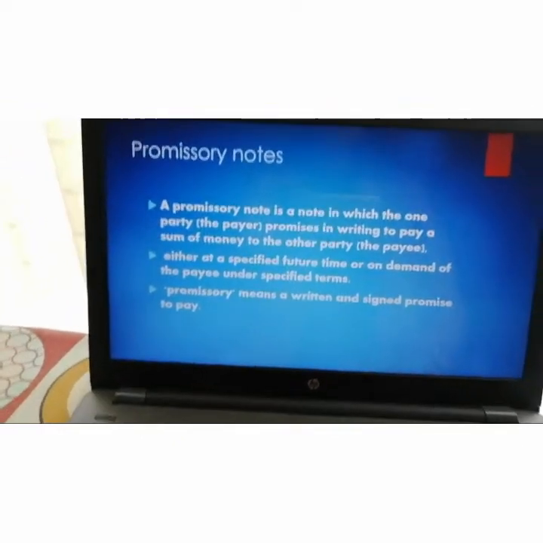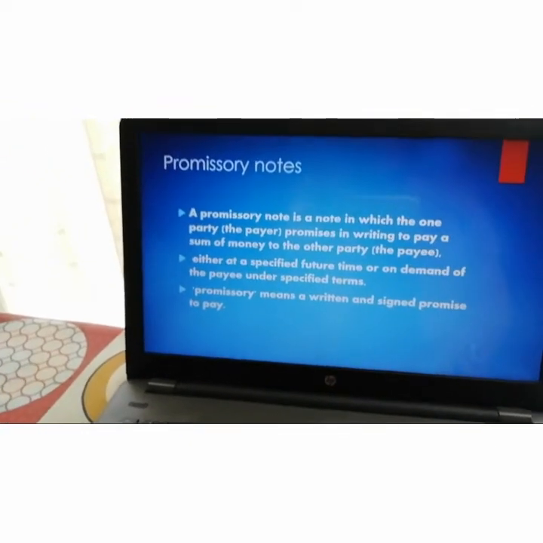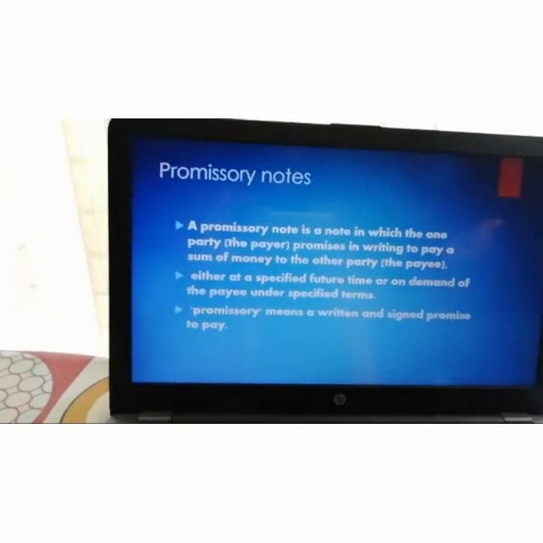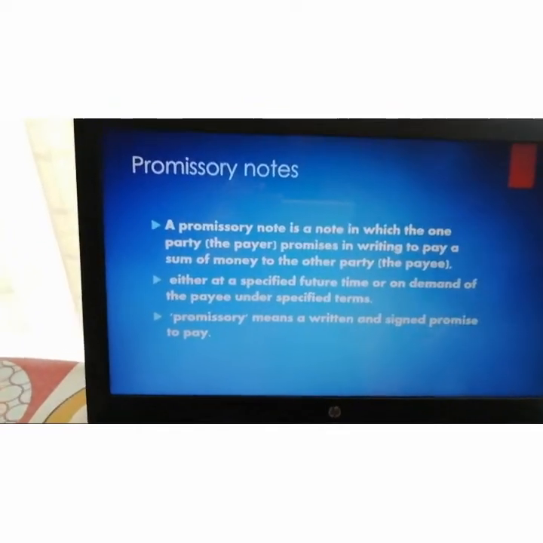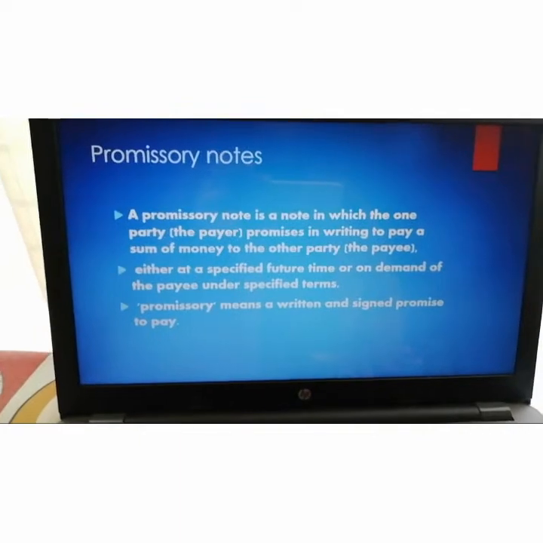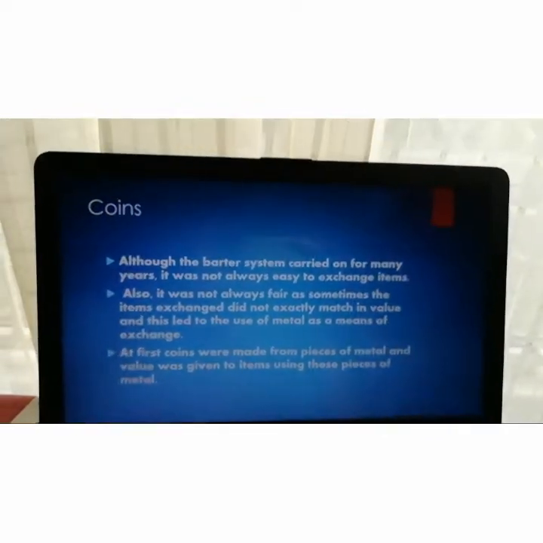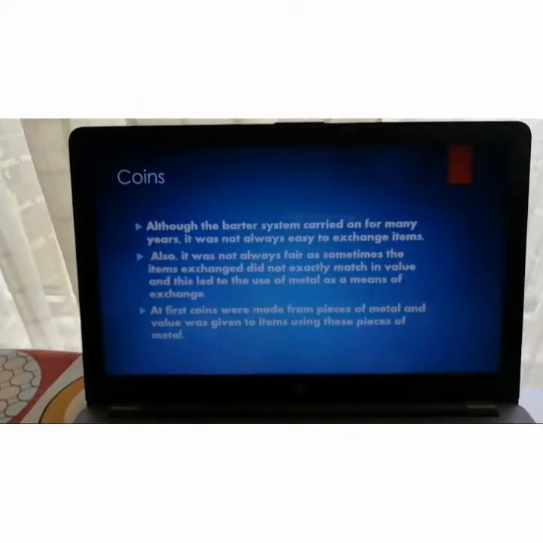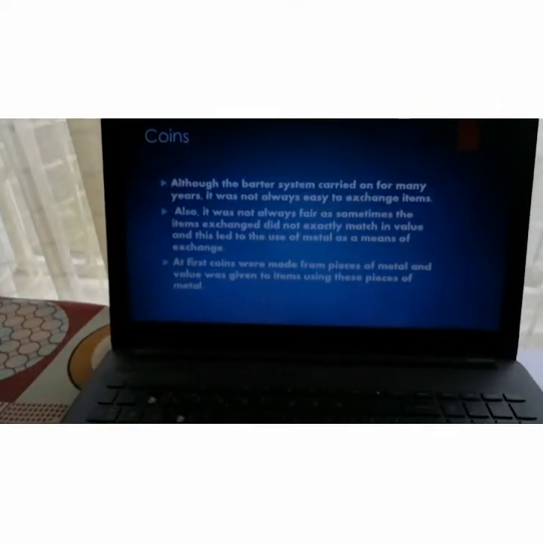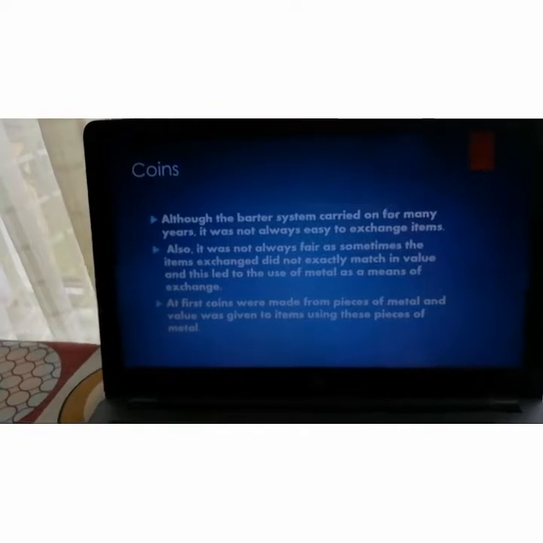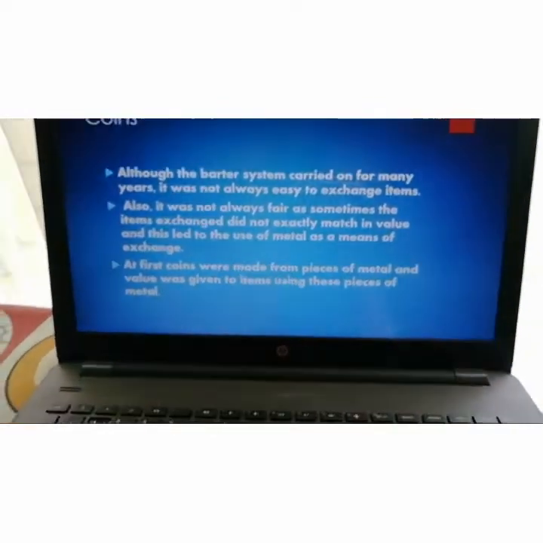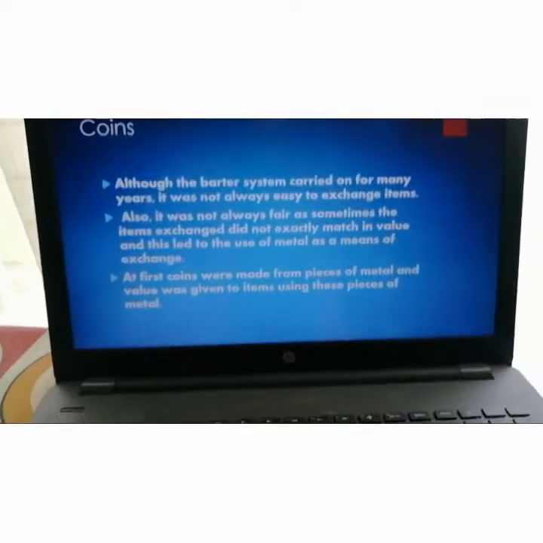Next, we go on to our promissory notes that we did in lesson 2. A promissory note is a note in which one party promises in writing to pay a sum of money to another party. It has to be signed and written as a promise to pay. Next, we go on to our coins. Although the bartering system carried on for many years, it was not always easy to exchange, as we know. So, our ancient people started making coins from metal. But as time went on, what did they start making coins out of?